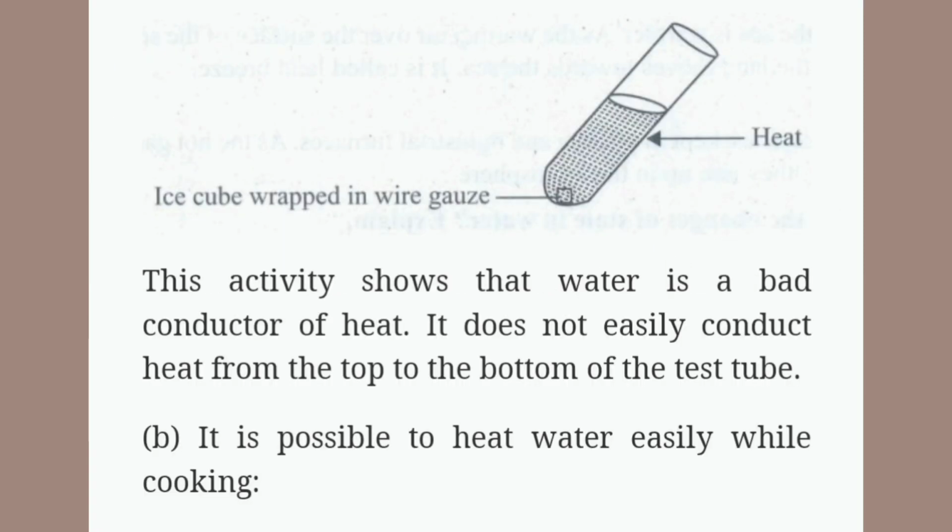Draw the diagram. This activity shows that water is a bad conductor of heat. It does not easily conduct heat from the top to the bottom of the test tube. Then option B, how it is possible to heat water easily while cooking.